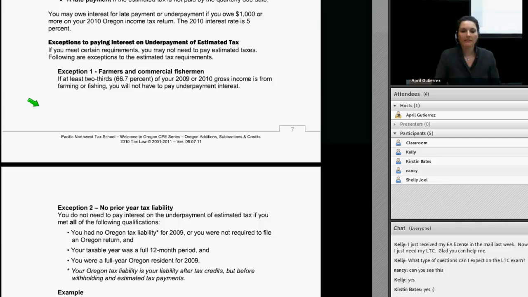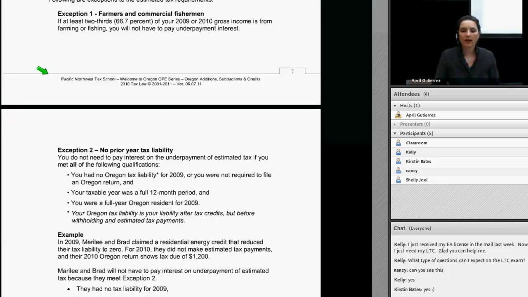Exceptions to paying interest on the underpayment of estimated tax. If you meet certain requirements, you may not need to pay estimated taxes. And following are exceptions to the estimated tax requirements. Exception number 1, farmers and fishermen. If at least 2/3 of your 2009 or 2010 gross income is from farming or fishing, you will not have to pay underpayment interest.